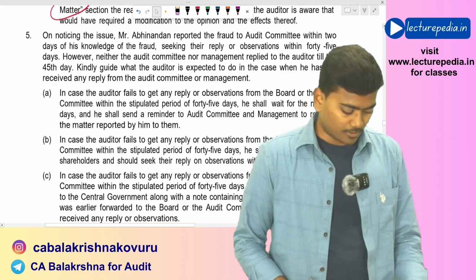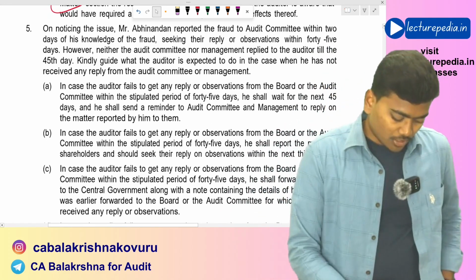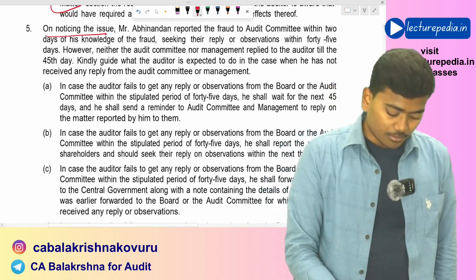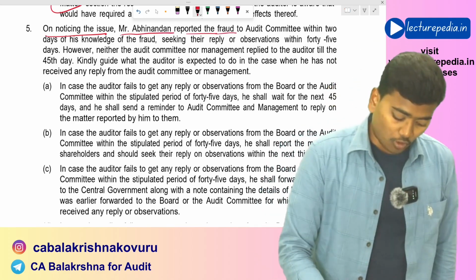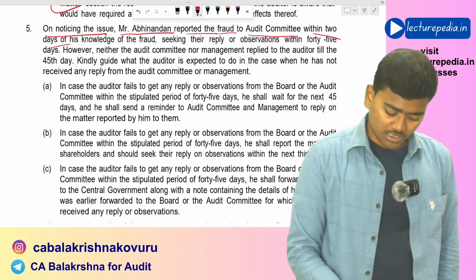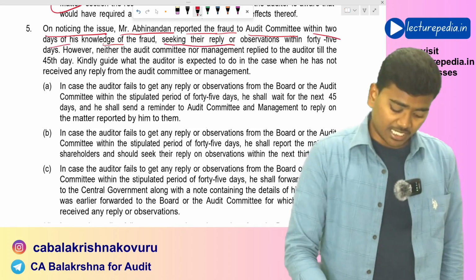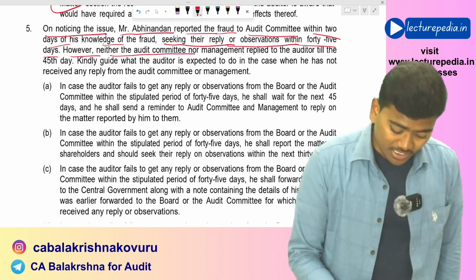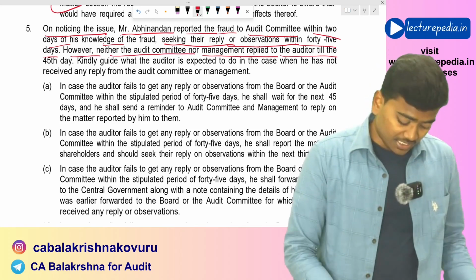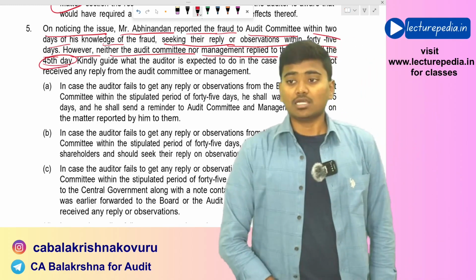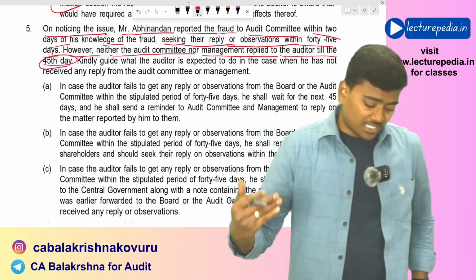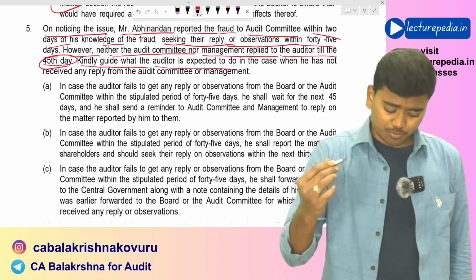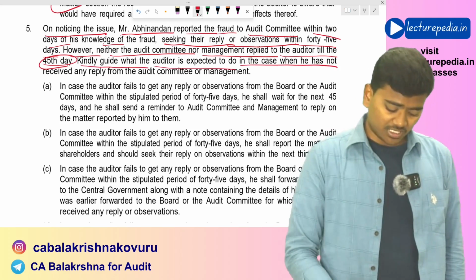Next, fifth MCQ. On noticing the issue, that means fraud is there, regarding that Mr. Abhinandan reported the fraud to the audit committee within 2 days of his knowledge, seeking their reply or observations within 45 days. However, neither the audit committee nor management replied to the auditor till the 45th day. He has waited till 45 days and no reply he has received. Now kindly guide what the auditor is expected to do in the case when he has not received any reply.